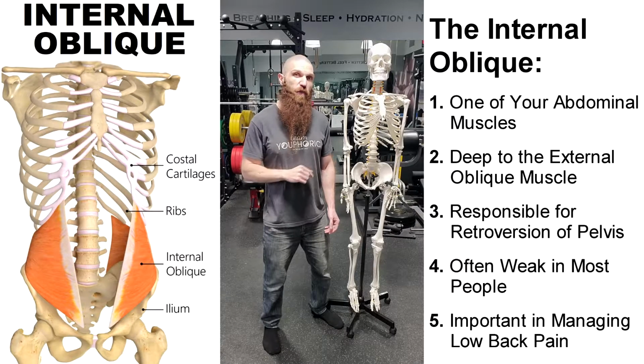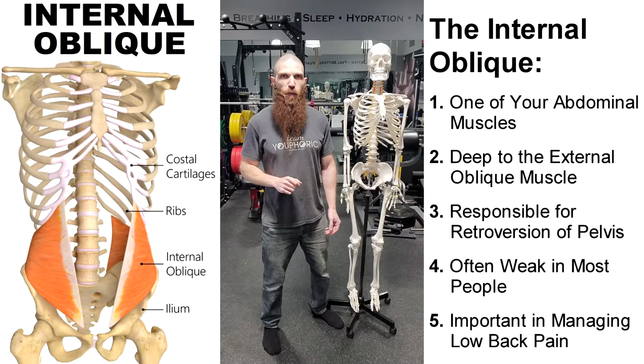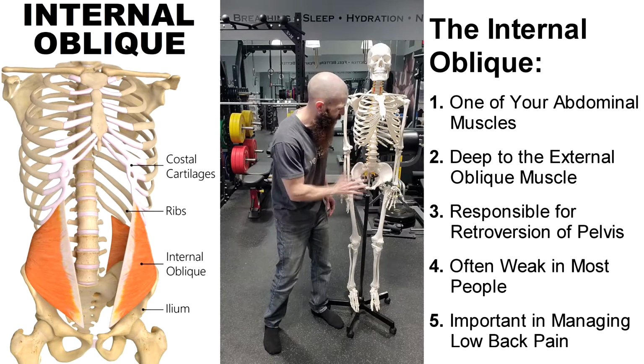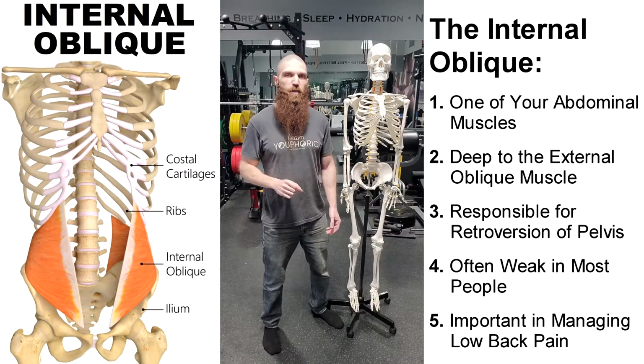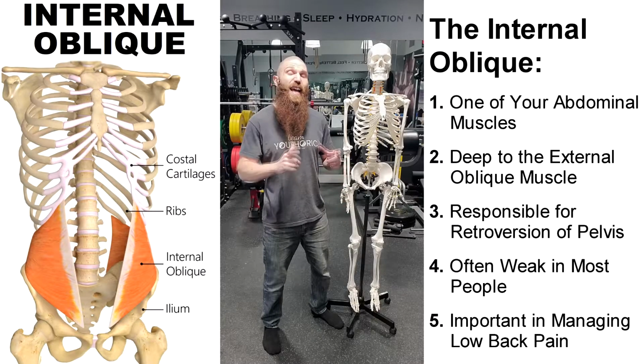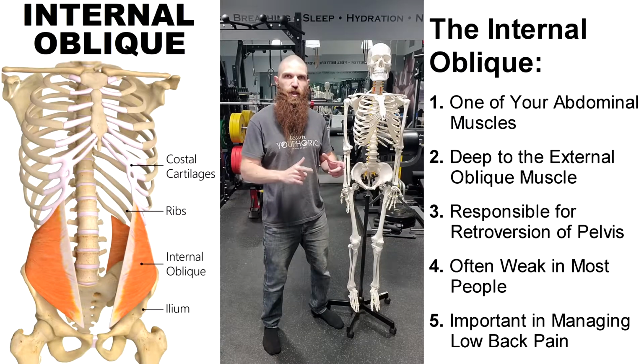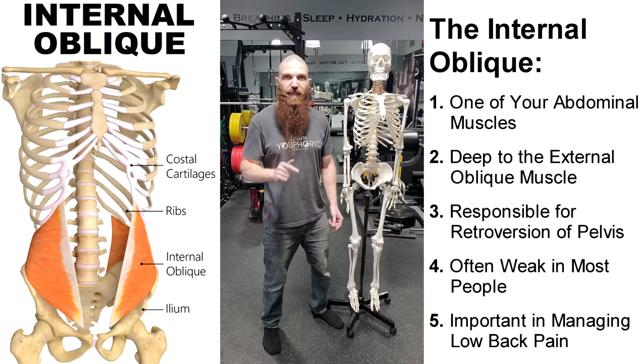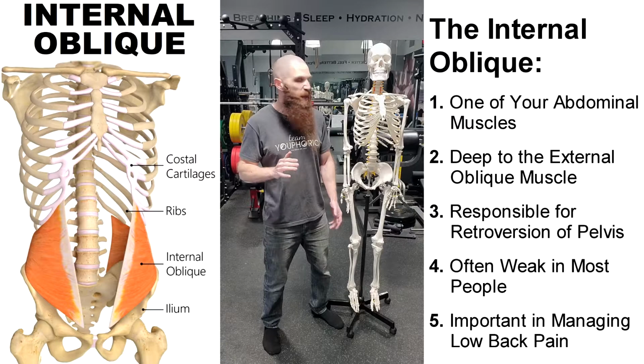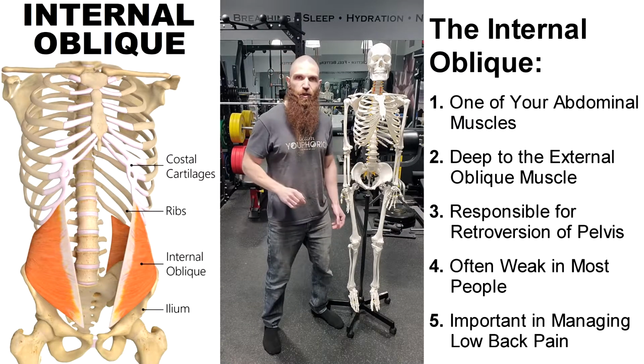If you recall from earlier videos, one of the reasons why most people develop low back pain is due to dysfunction in the lumbopelvifemoral complex, and one of the most common postural faults in the lumbopelvifemoral complex is going to be excessive anteversion of the pelvis, or an anteriorly tilted pelvis. So because the internal oblique is responsible for retroversion of the pelvis, one of the ways in which we can mitigate this and decrease symptoms of low back pain would be to do some strengthening exercises for the internal oblique muscle.